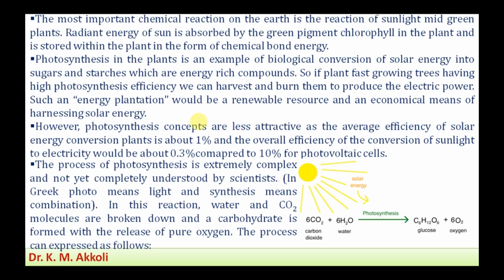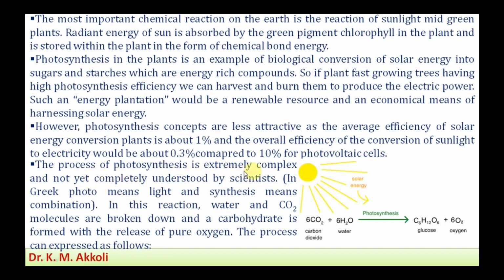But here what restricts using photosynthesis as an indirect conversion of solar energy is that, however, photosynthesis concepts are less attractive as the average efficiency of solar energy conversion by plants is about 1%, and the overall efficiency of the conversion of sunlight to electricity would be about 0.3% compared to 10% for the photovoltaic cells. Its efficiency is less, of course, we agree, but the valuable products it gives are very rich and not comparable with any other things. That's why photosynthesis is an important reaction.